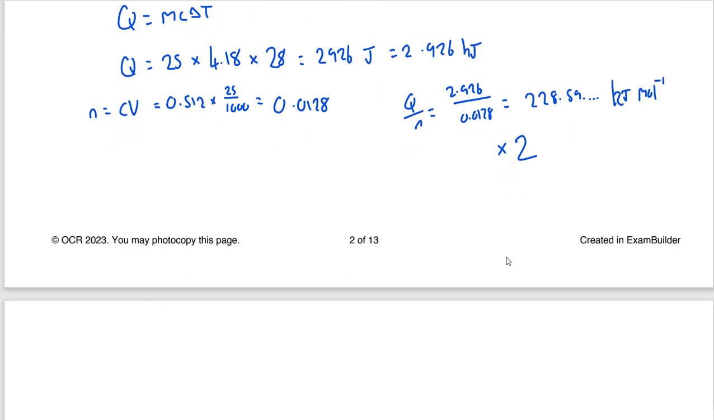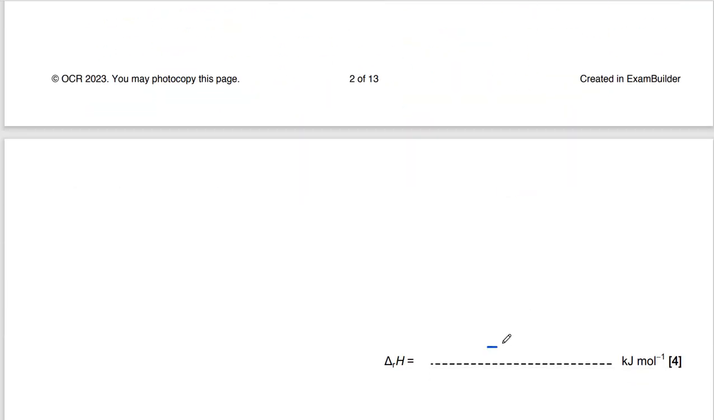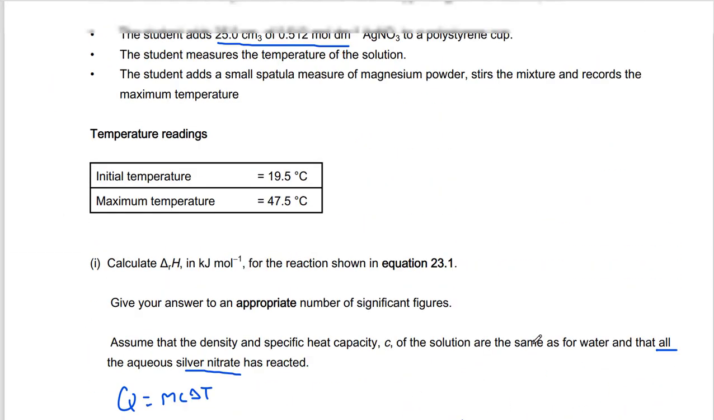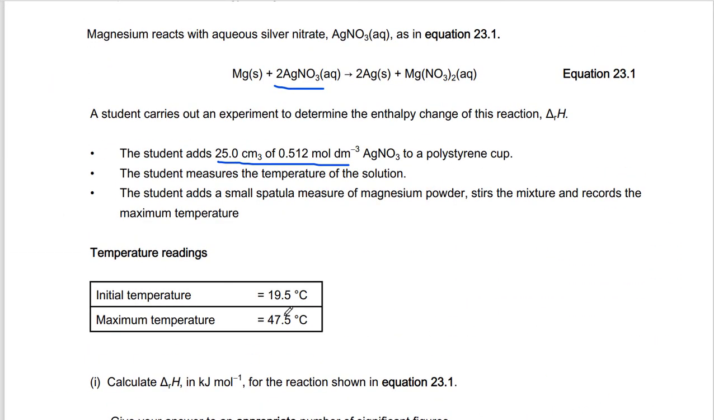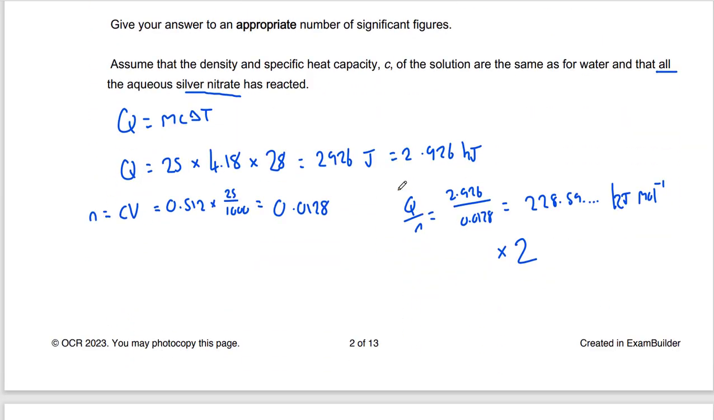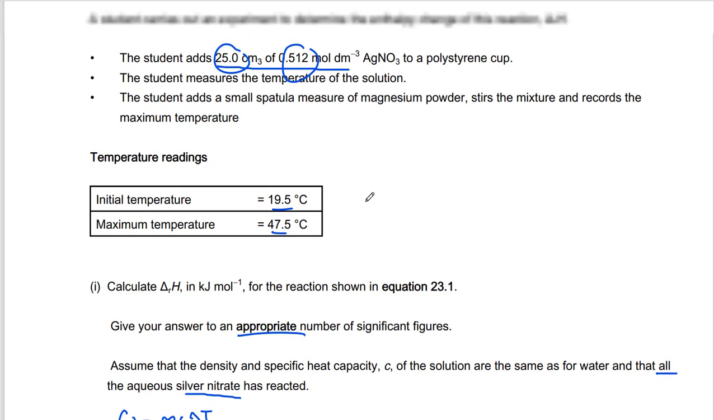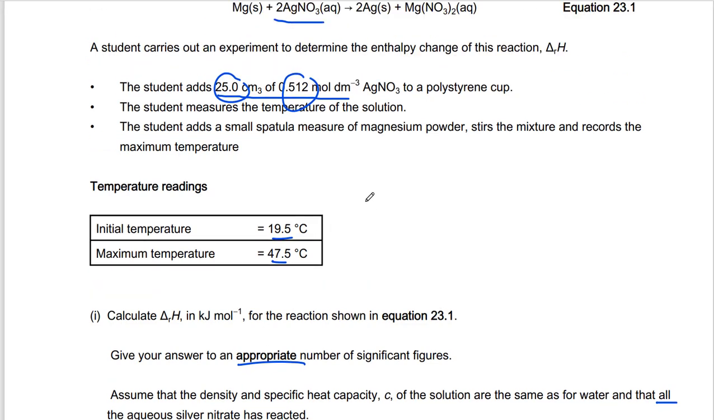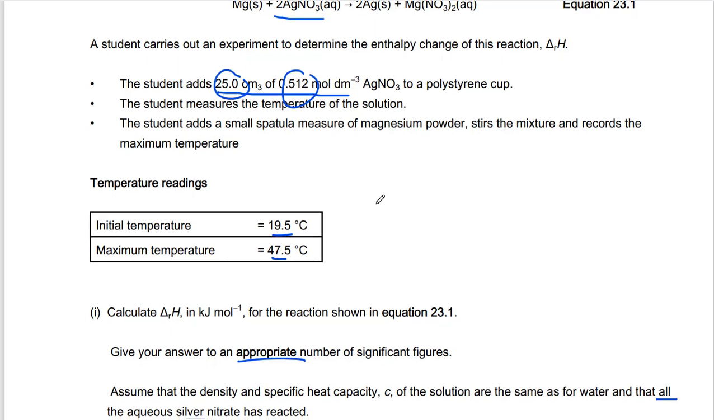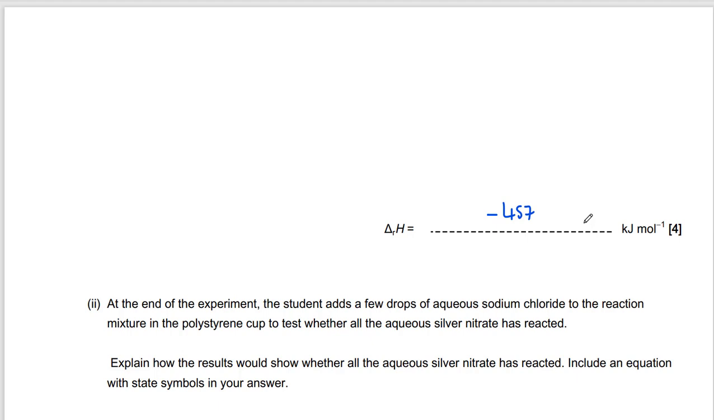So that means that your final answer is going to be minus 457. I'm putting it to 3 significant figures because all of the numbers in the question are 3 significant figures, and it does say an appropriate number. An appropriate number of significant figures is essentially you stick to the lowest number of significant figures that they use in the question at any point. So all the numbers here are 3 sig figs. So I give my answer to 3 sig figs as minus 457, and I get it correct.